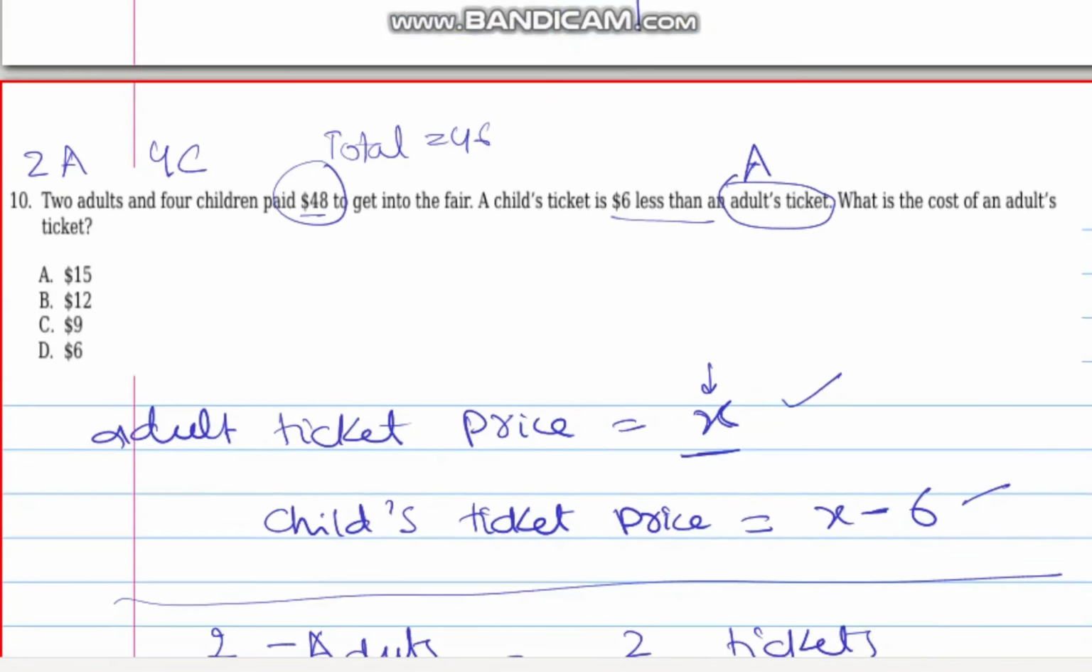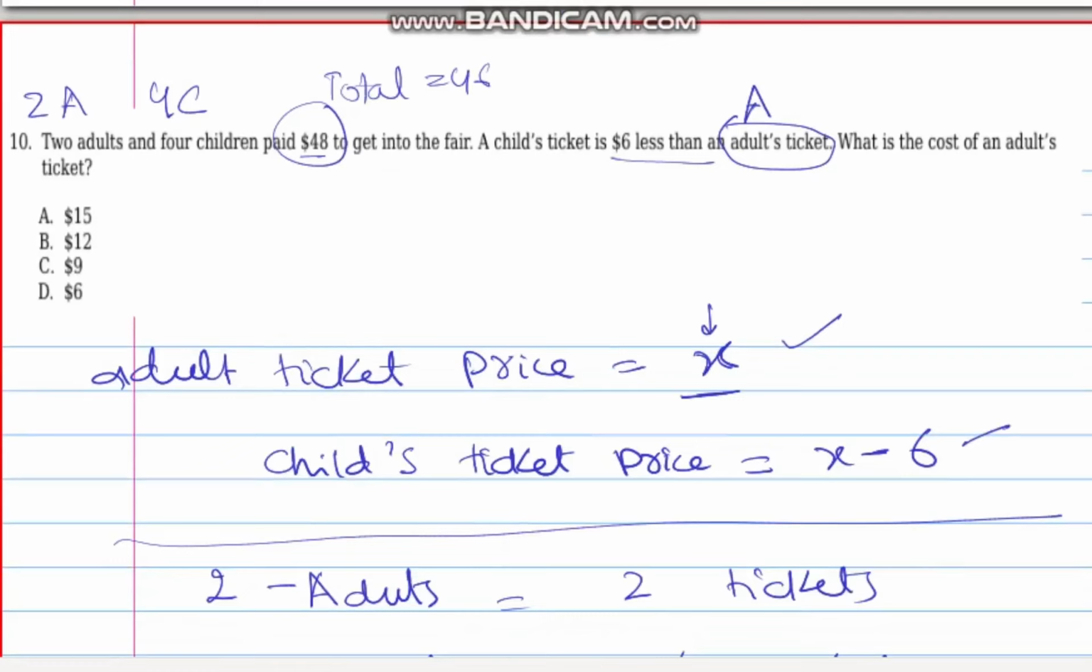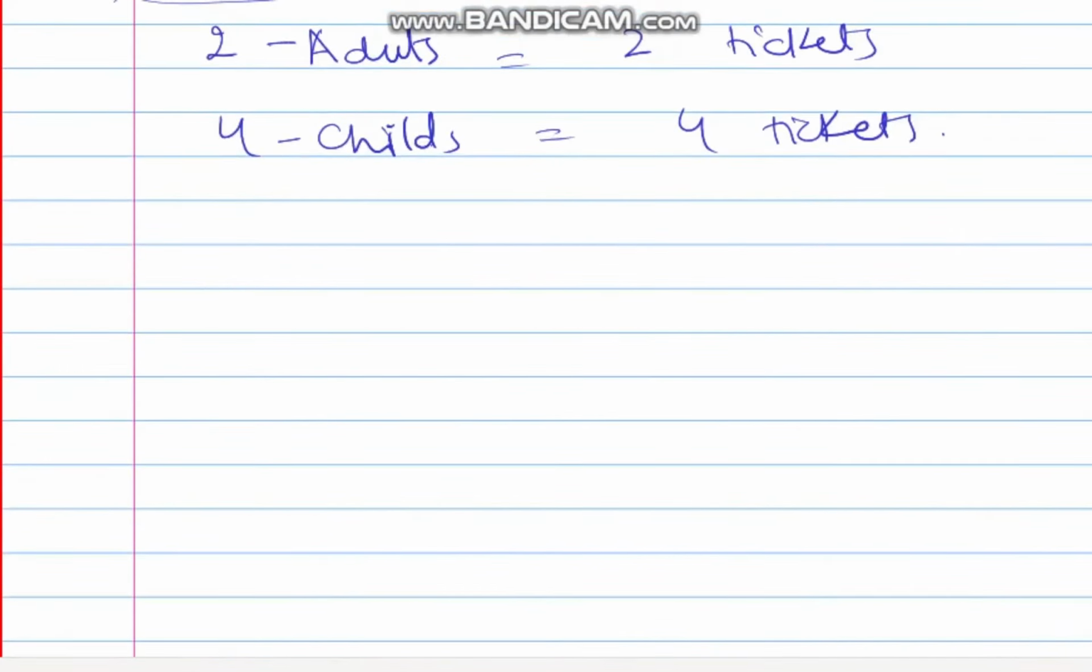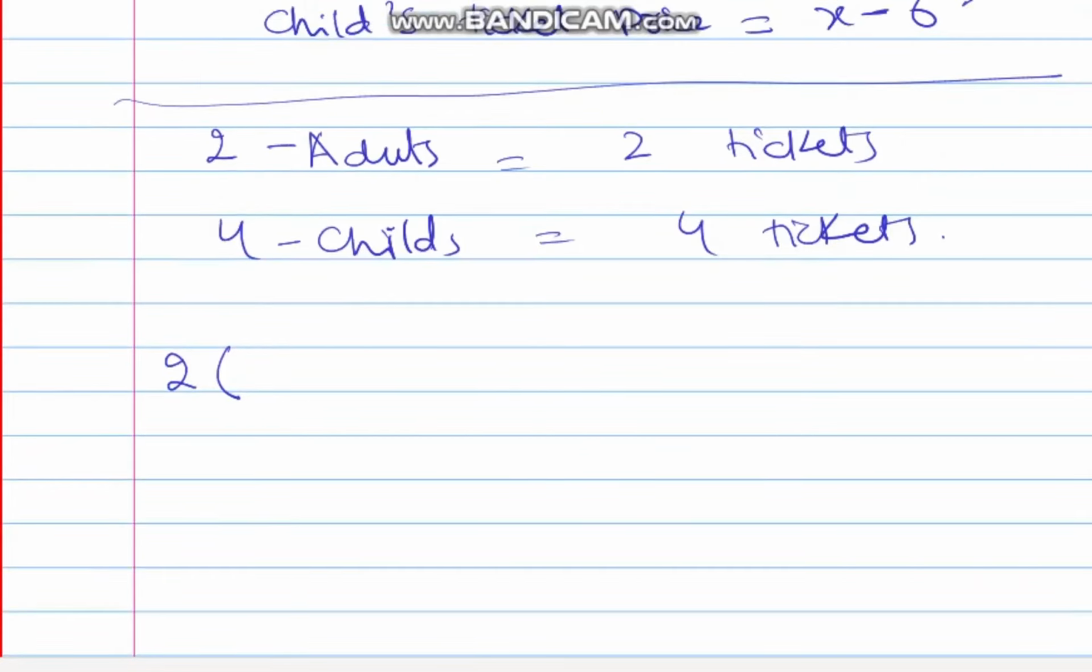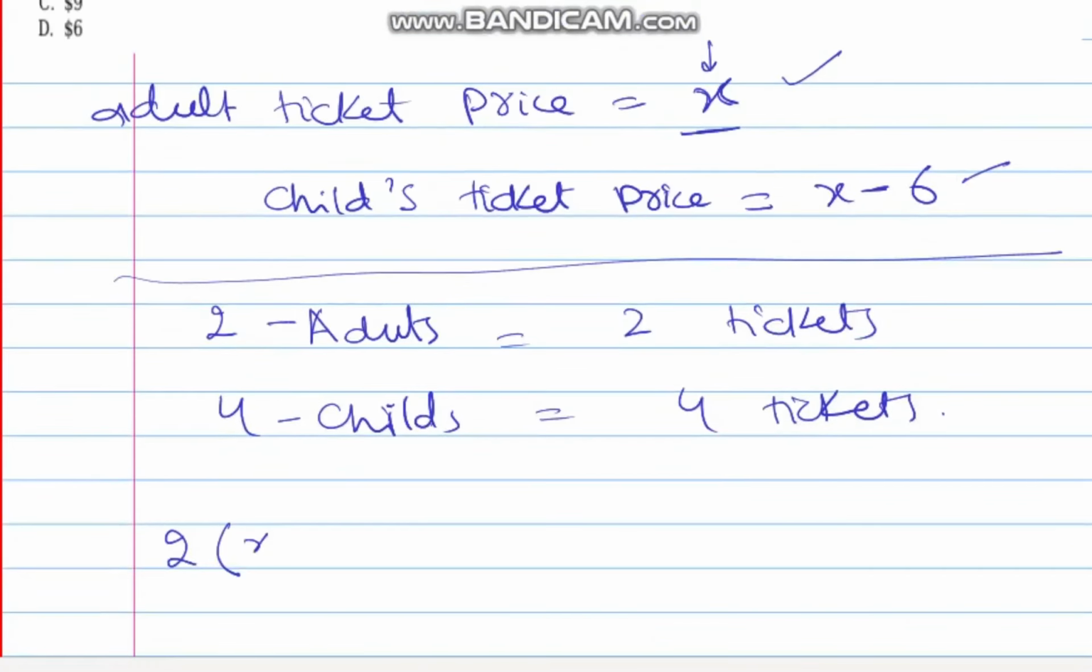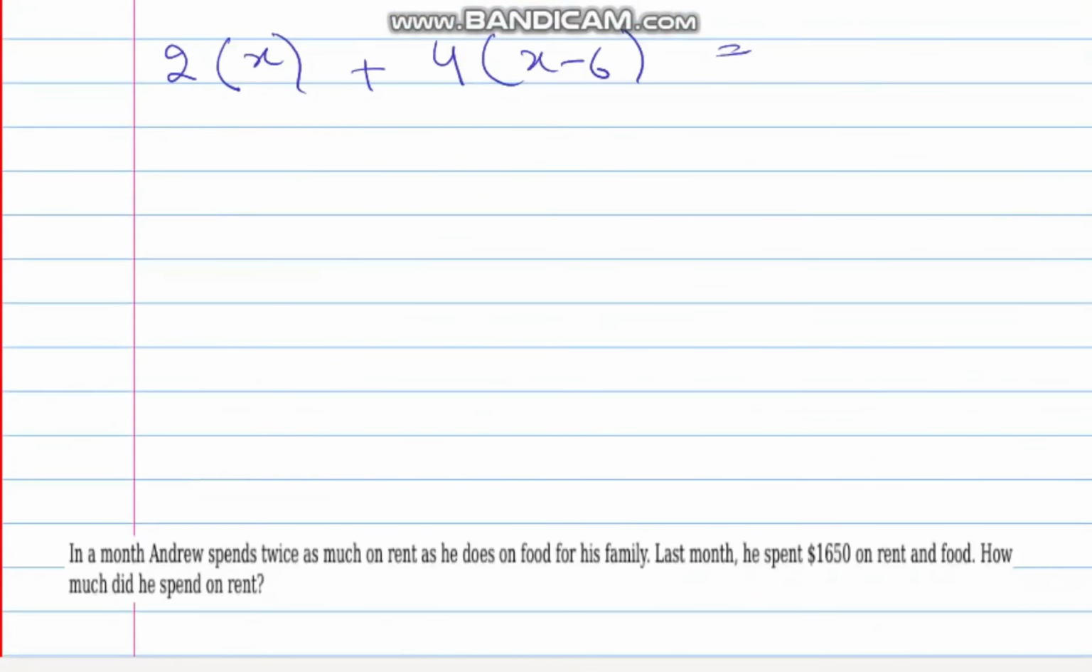Now what is the total paid? 46 is the total. Now please sum all the ticket prices. For example, two adult tickets, and what is the price of one adult ticket? It is x. Very good. And four child tickets, and what is the price of one child ticket? It is x minus six. Just put the x minus six, and how much was paid in total? $46 are paid. So this is a very easy equation and expression.